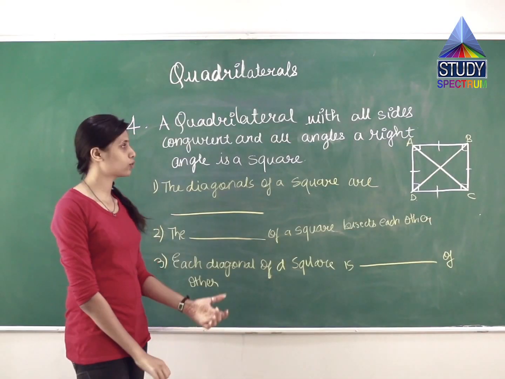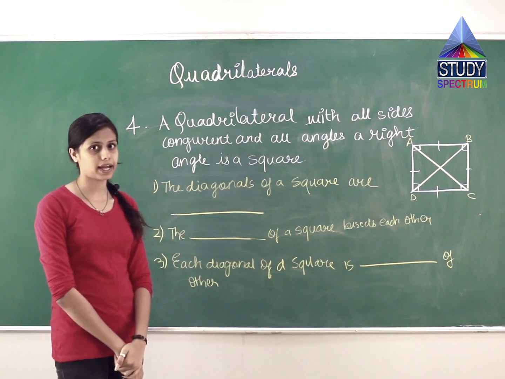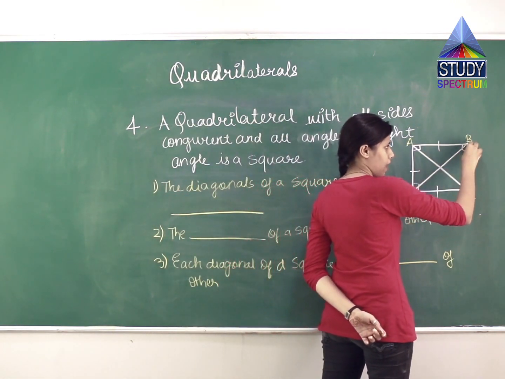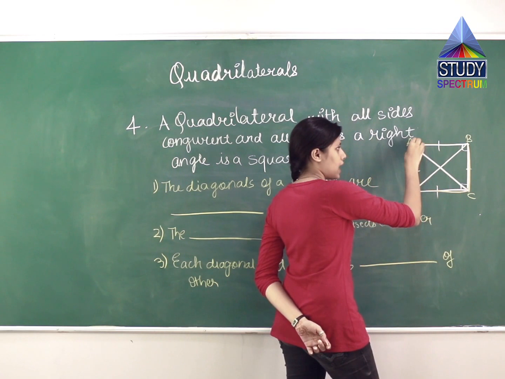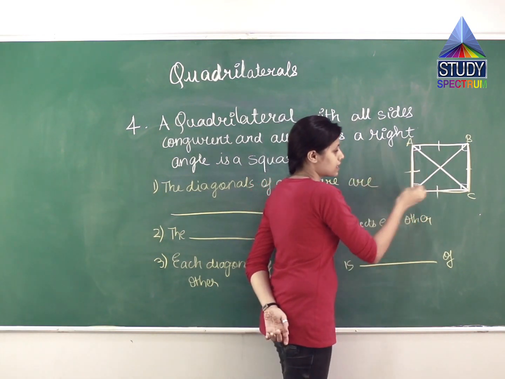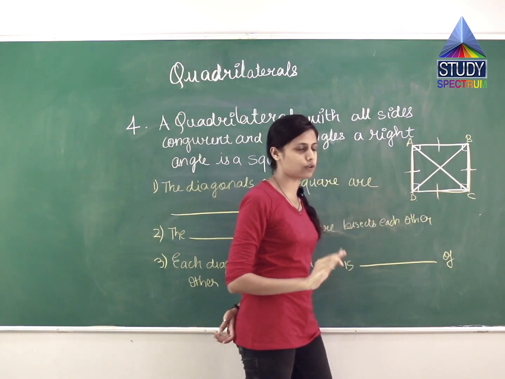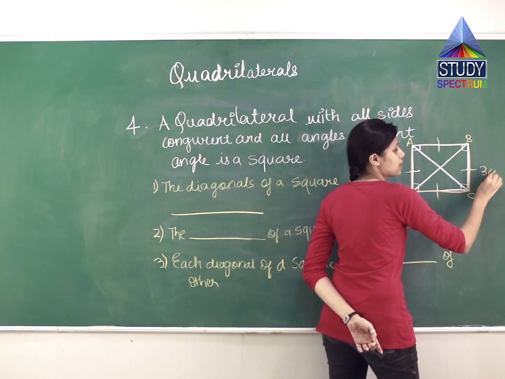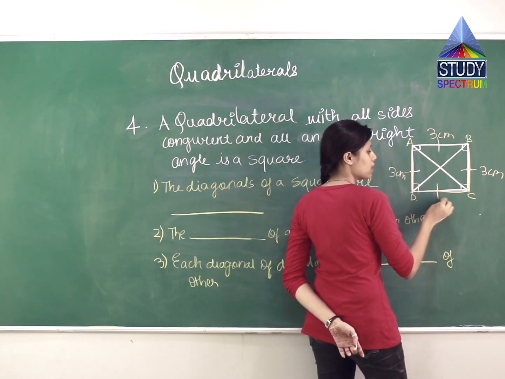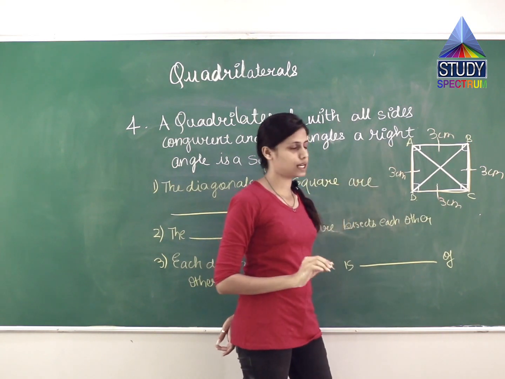Now let us start with the fourth question, which is a quadrilateral with all sides congruent and all angles a right angle is a square. Look at this diagram. All sides like AB, BC, CD and AD are of equal length. Can you see it? Represented by one line, which means all the sides are of equal length. Suppose this is 3 cm, this also will be 3 cm, this also 3 cm, and this also 3 cm. That is, all are of equal length.